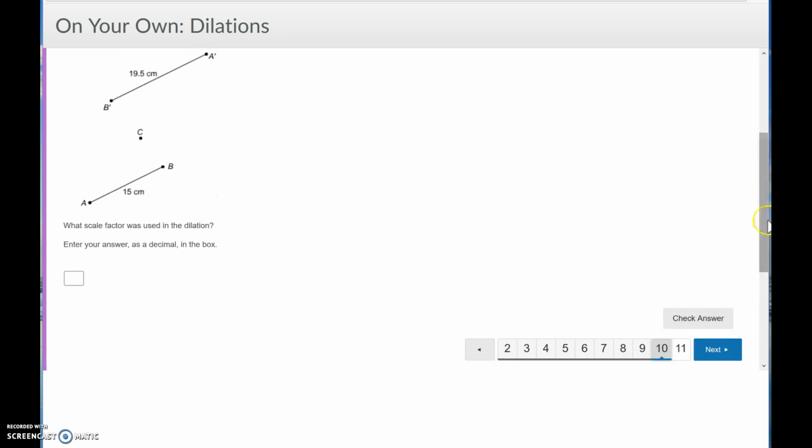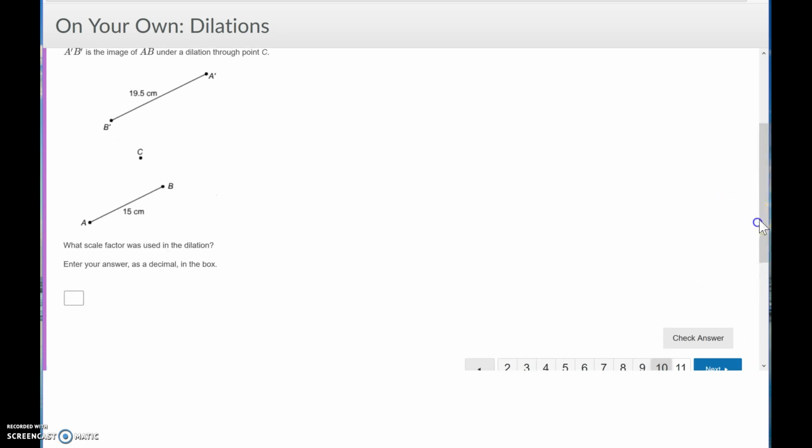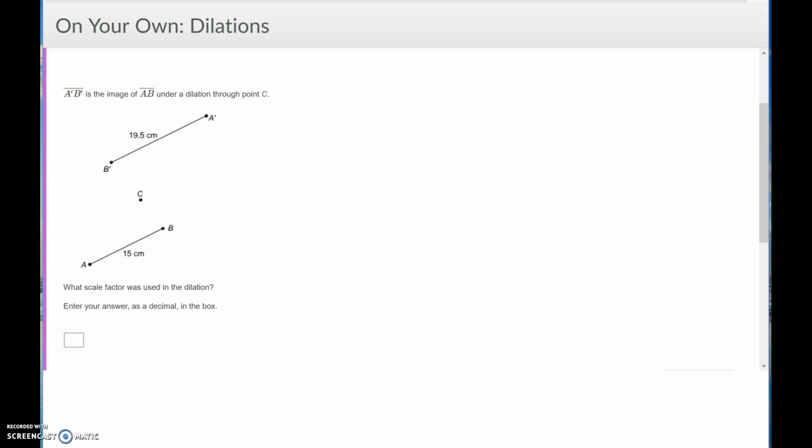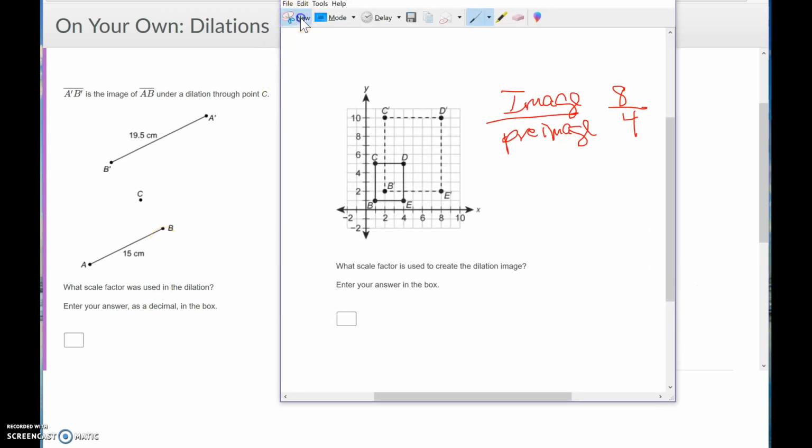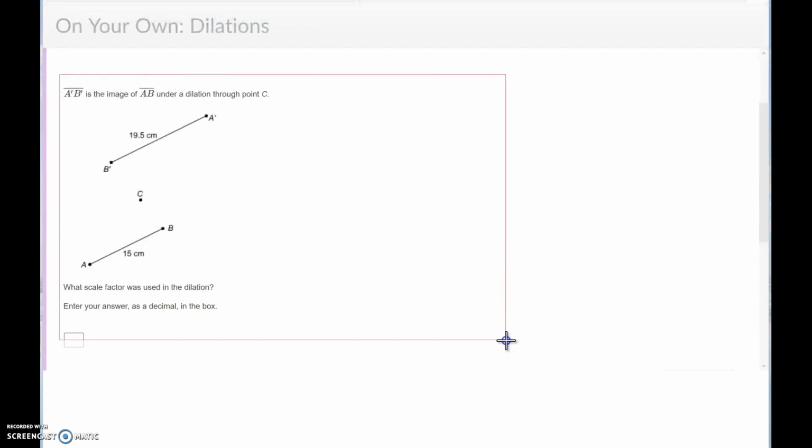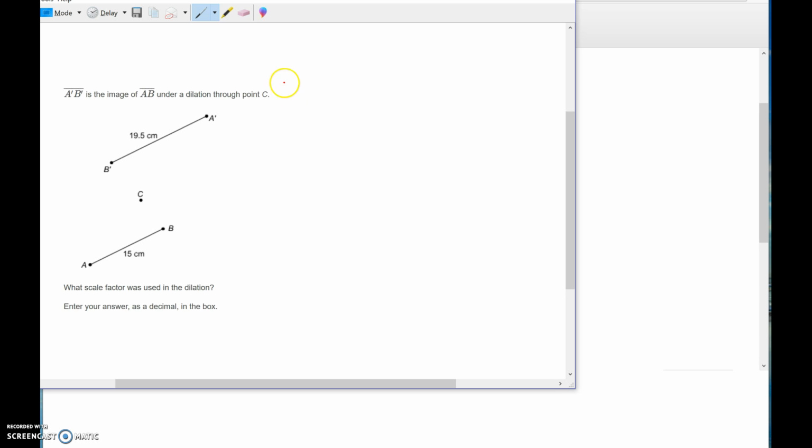All right. Scale factor. We're going to do image over pre-image. So the image is 19.5 and the pre-image is 15. Put that in our calculator: 19.5 divided by 15, and that gives us 1.3.